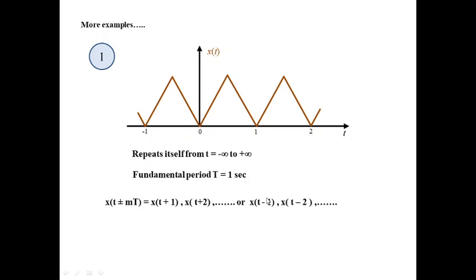So if you try to shift the signal, I told you that m can be any integer, it can be either a time advance version or a time delay version.